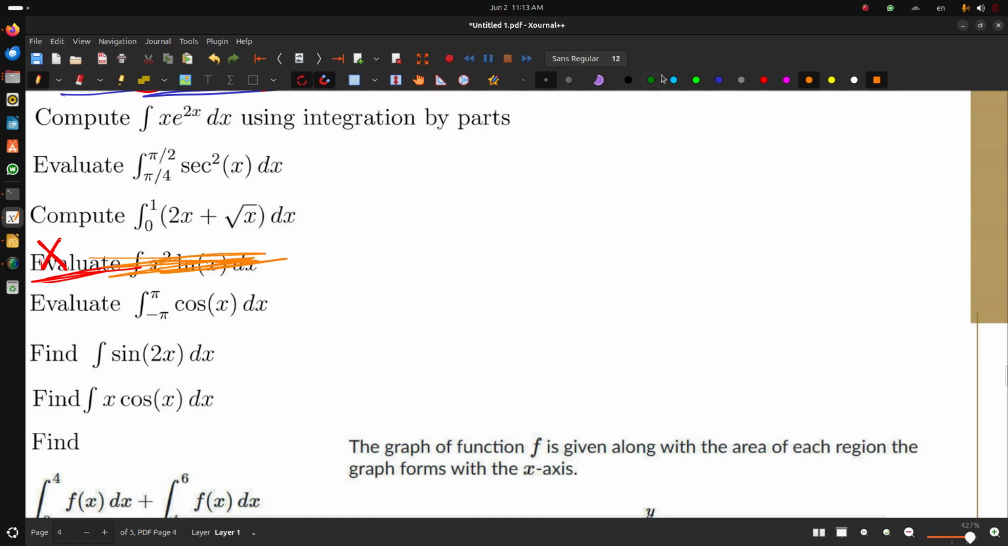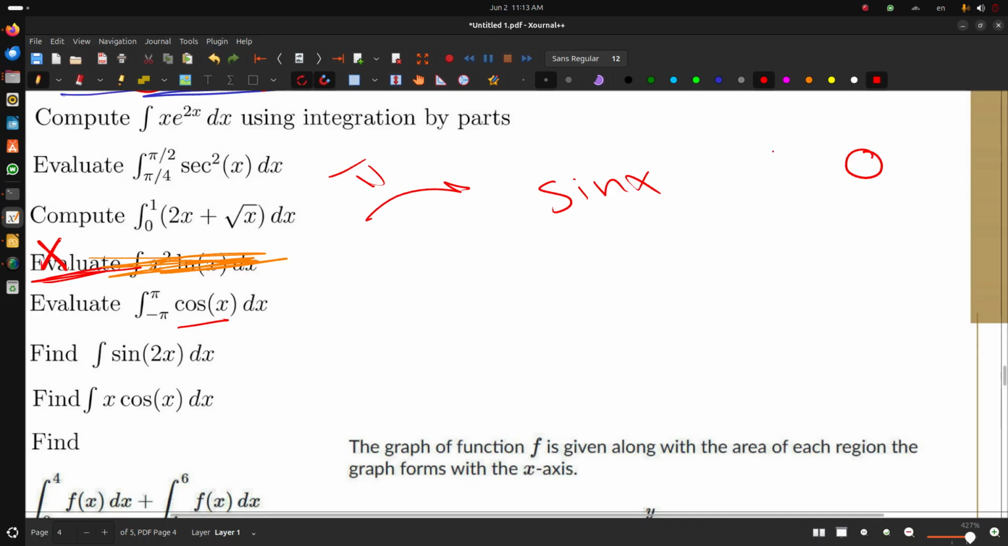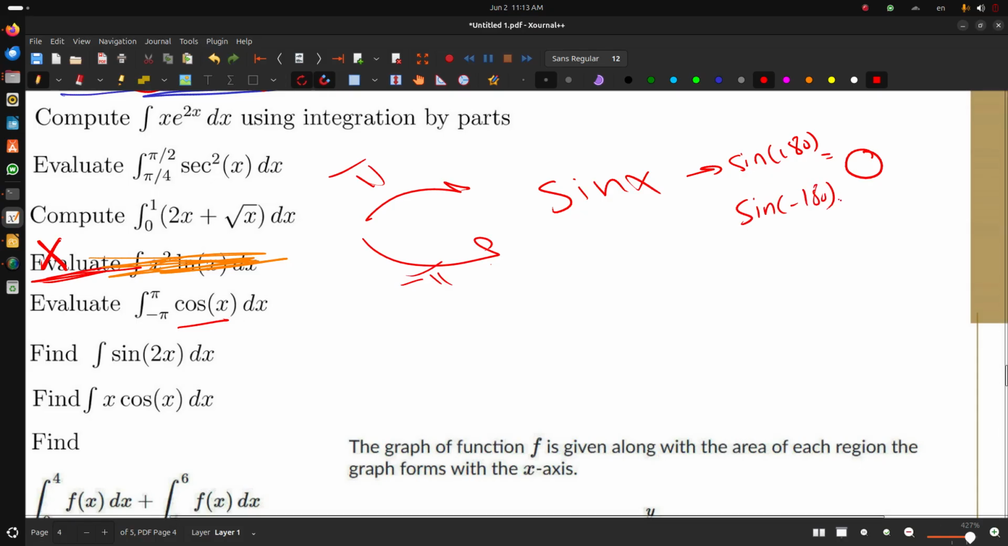Okay, the next one, cosine x, it is the same. Start by finding the integration of cosine x, which is sine x. Start by plugging in the numbers, so I will start plugging in pi, which is 180. It will give you 0. It's like you get sine of 180, which is equal to 0, and then sine of negative 180 is also 0. So it's 0 minus 0, which is equal to 0.